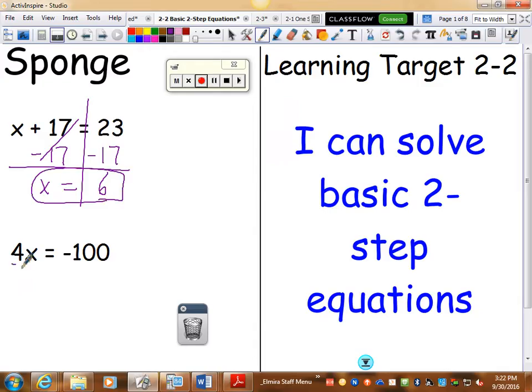So 4x, divide both sides. 4x means 4 times x. The opposite would be division. Remember, we show division with fraction bars, division bars. And x equals negative 25.